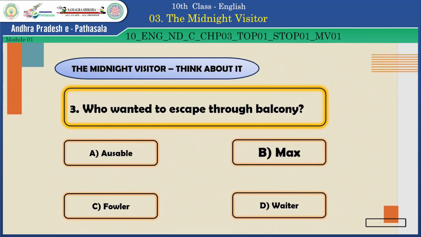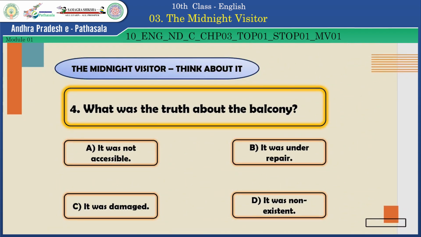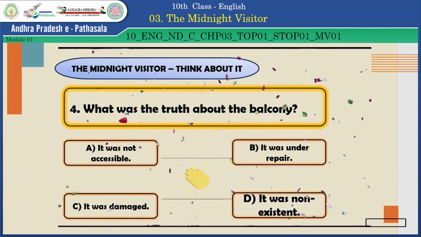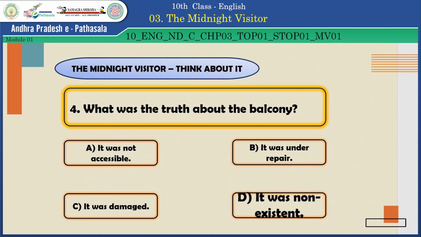Question number 4. What was the truth about the balcony? Options: A. It was not accessible. B. It was under repair. C. It was damaged. D. It was non-existent. Magnificent. The right answer is D. It was non-existent. Dear children, now we move on to the message of the story, The Midnight Visitor.